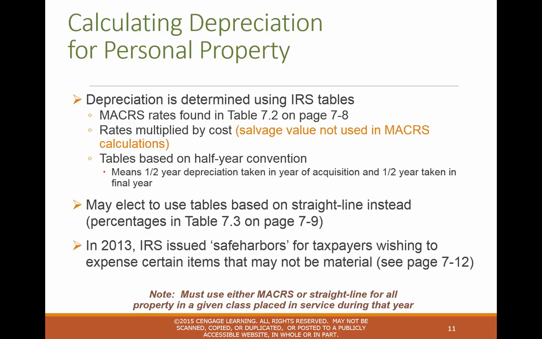Why you do need to know this is when we get to the 4562, it'll say what convention did you use. You're going to put HY in, half year. So the method is DDB, double declining balance. The method is DDB, but the convention is HY, half year. And it says right here, it means a half a year depreciation is taken in the year of acquisition, and a half a year is taken in the final year.